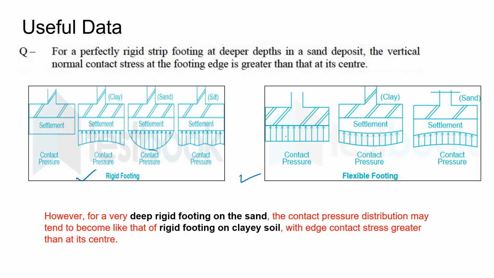Now coming to the flexible footing, here the contact pressure will be uniform, but the settlement will vary. In clay, the settlement is quite low at the edges and very large at the middle, and the contact pressure is uniform. In sand with flexible footing, the settlement will be larger at the edges and low at the center. But in the question we have been asked about a deep rigid footing on sand. For a rigid footing on sand, the contact pressure is low at the edges and somewhat high at the middle portion. But for a deep rigid footing, it behaves like a rigid footing on clay, where the contact pressure will be greater at the edges and minimal at the middle portion.